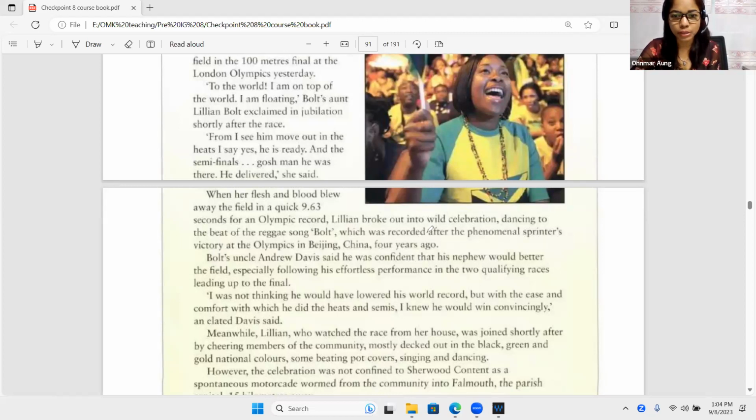There aren't any new words. The same word, like broke out. The beat of the reggae song. You know, reggae is a kind of music. These days, pop music, rock music, hip hop, they are quite popular, right? Reggae is a kind of music too. Phenomenal sprinter's victory. Okay, go on to the next.